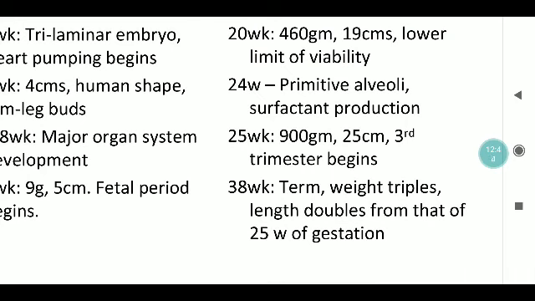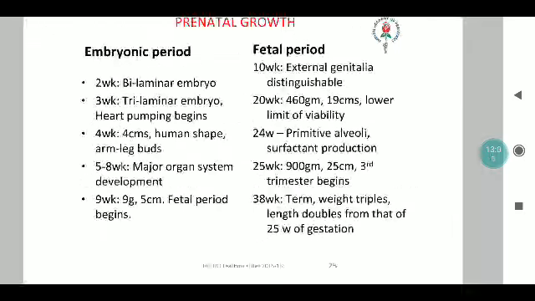The third trimester begins, of course, at the 25th week. By this time, it is expected to cross 900 grams. By 38 weeks of gestation, it is term. Term, of course, is by 37 weeks itself. The weight does tend to triple, and length doubles from that of the 25th week of gestation. So, there is a maximization of the growth.